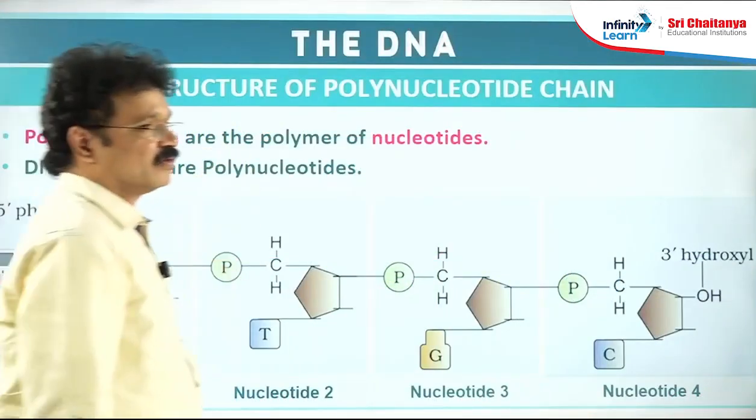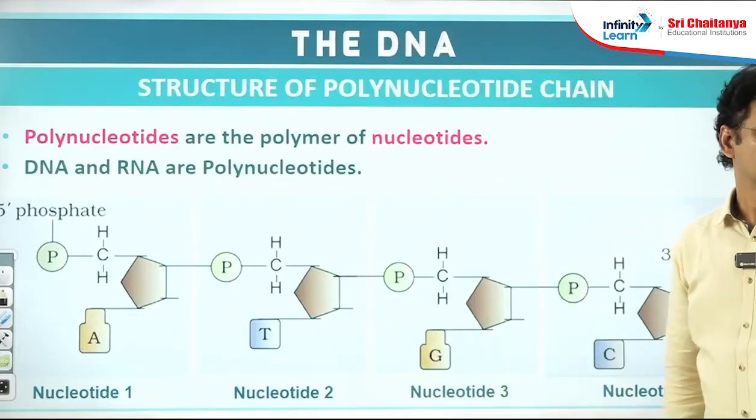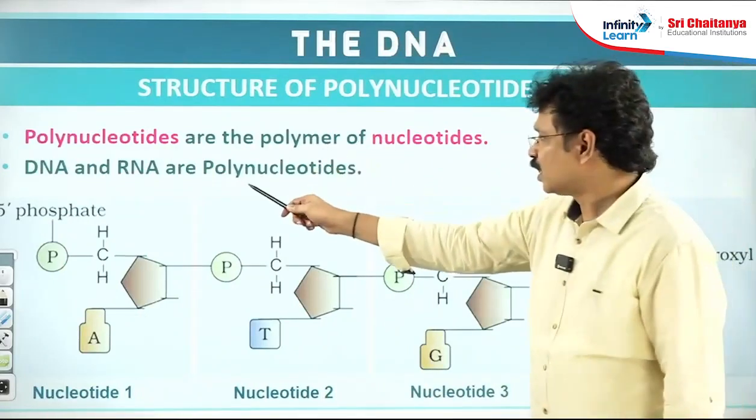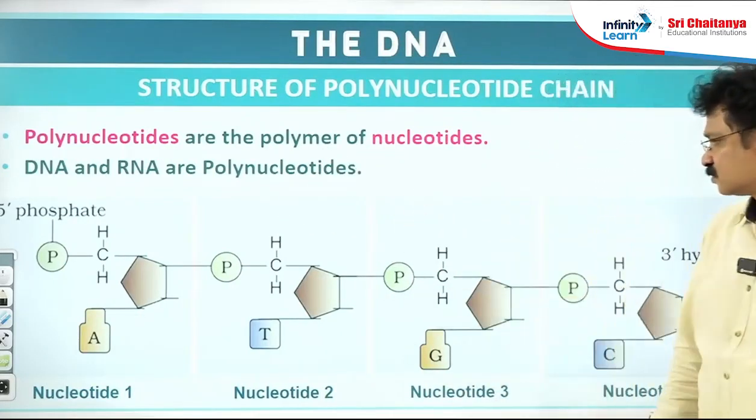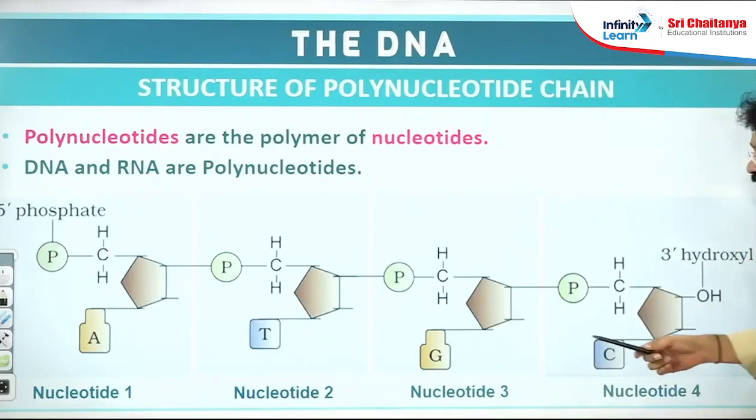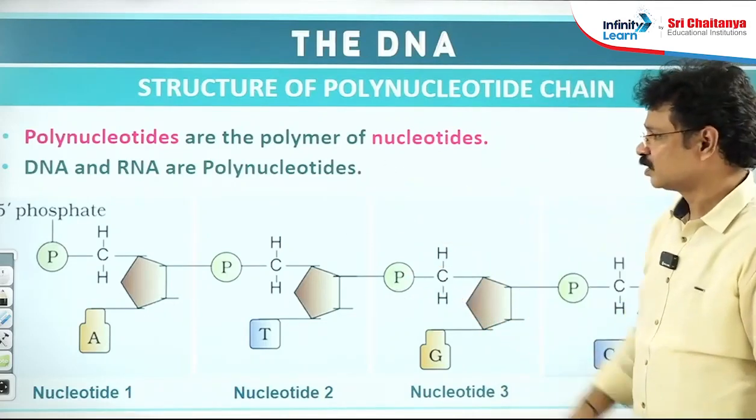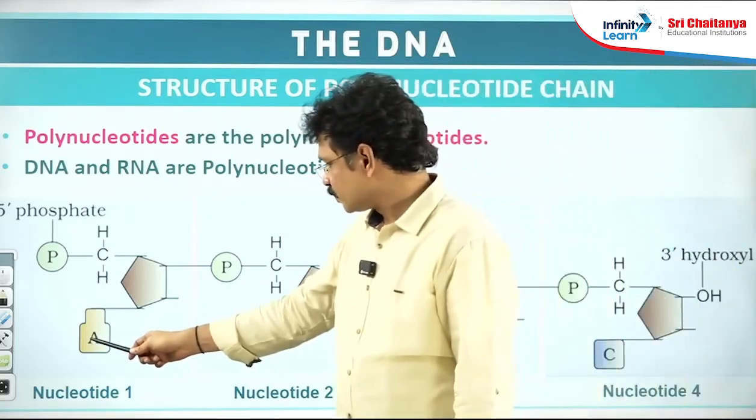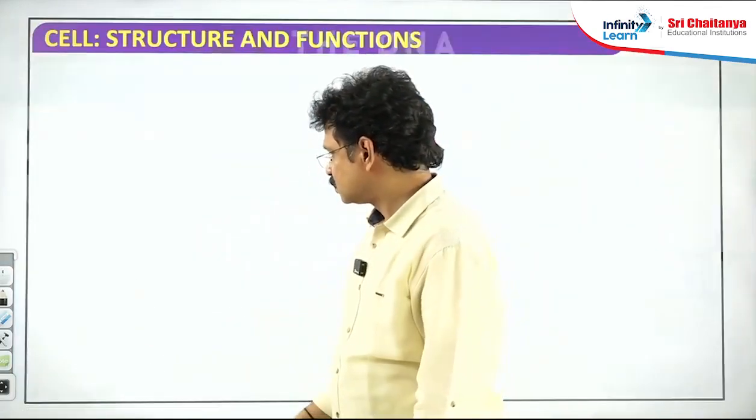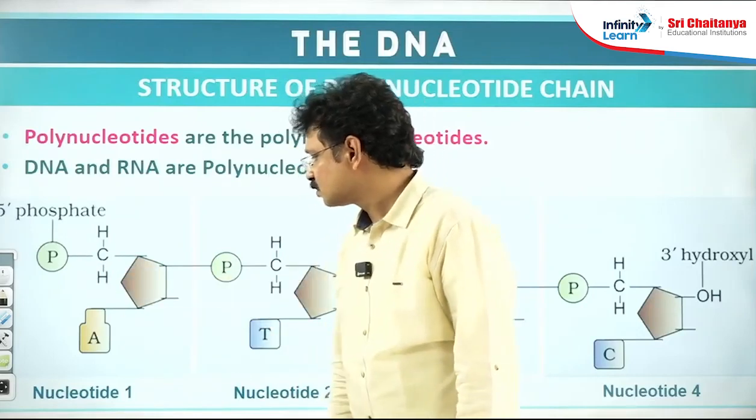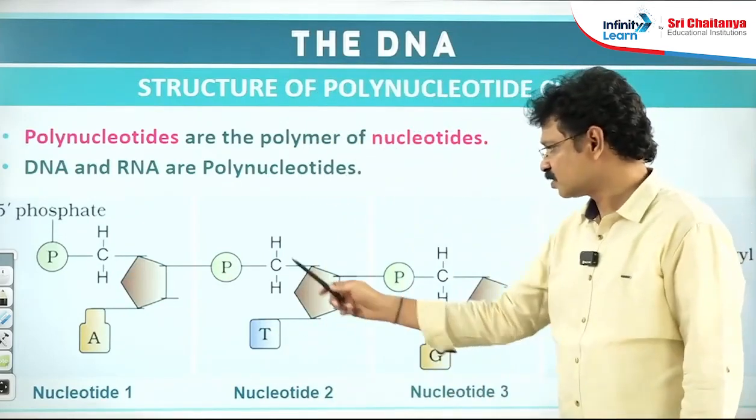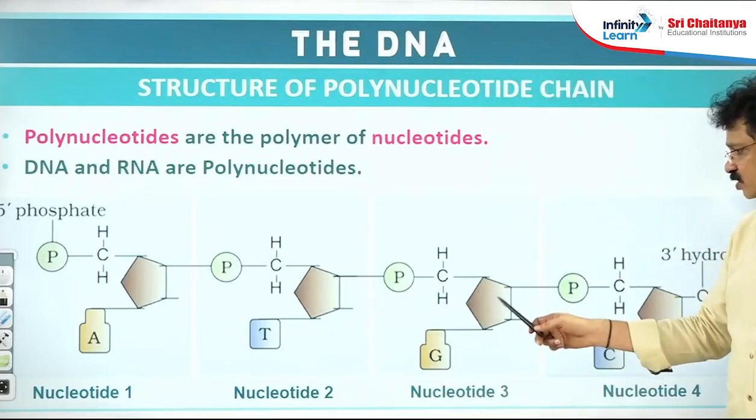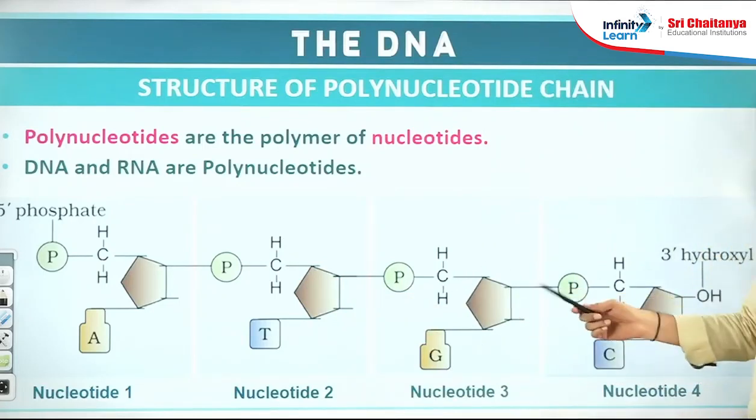Polynucleotides are polymers of nucleotides. DNA and RNA are polynucleotides. Observe here, it is a long chain of nucleotides and that is called a polynucleotide. Observe in each and every nucleotide: one is the base, second is the sugar molecule, third is phosphate. Here also base, sugar, phosphate; nitrogen base, sugar, phosphate; nitrogen base, sugar, phosphate.